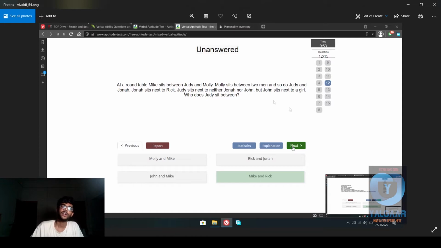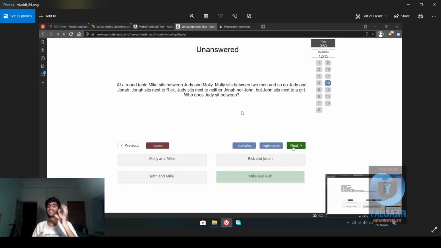At a round table, Mike sits. So these, I hate these as well. So there is a circular table. Mike sits between Judy and Molly. Molly sits between two men, and so do Judy and Jonah. Jonah sits next to Rick. Judy sits next to neither Jonah nor John, but John sits next to a girl. So who does Judy sit between?